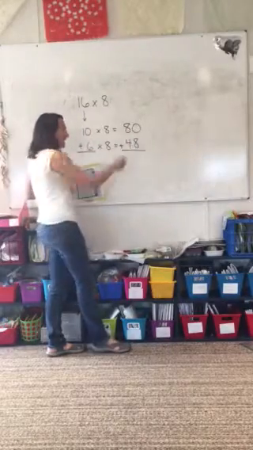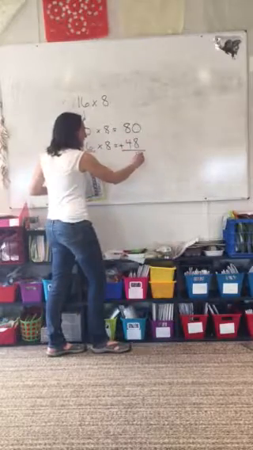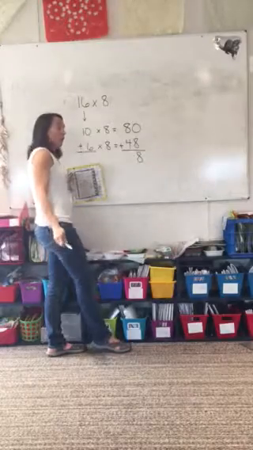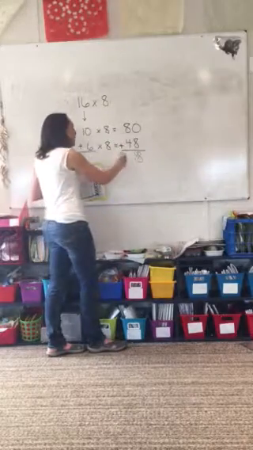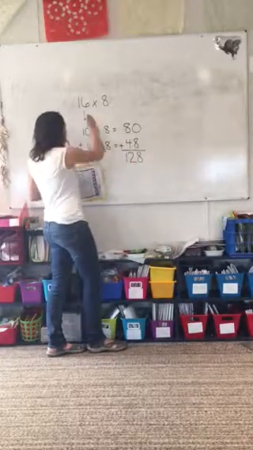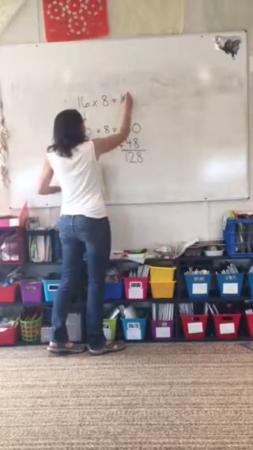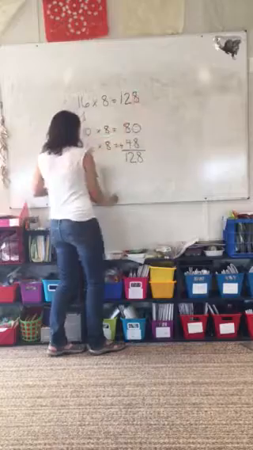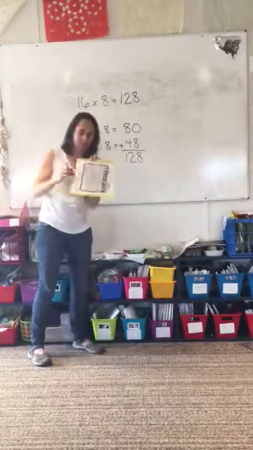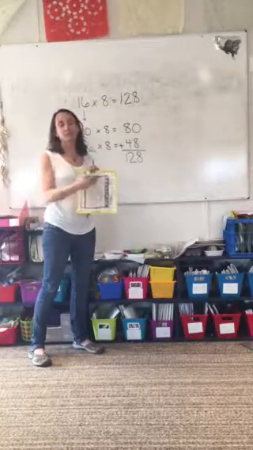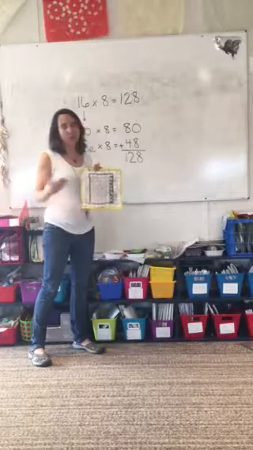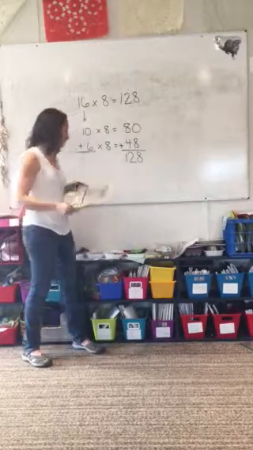And then we're going to stack and add. 0 plus 8 is 8. 8 plus 4 is 12. So the answer to 16 times 8 is 128, and we use this because it relates back to area, length times width. It helps us with our multiplication as well.